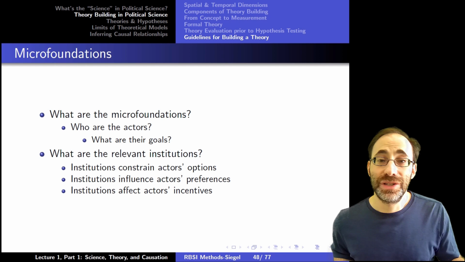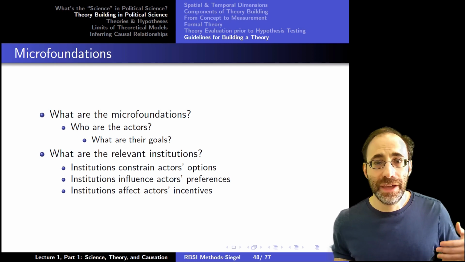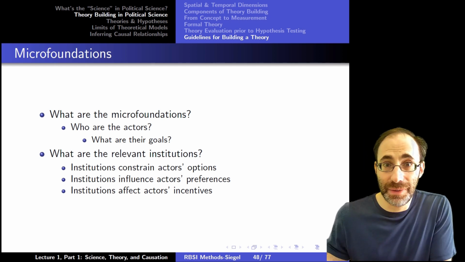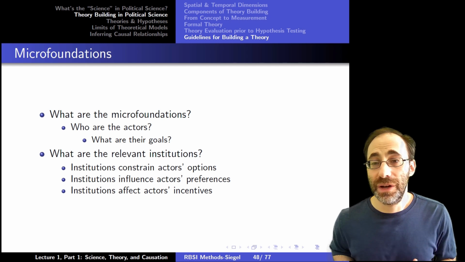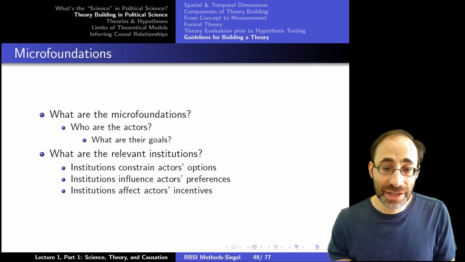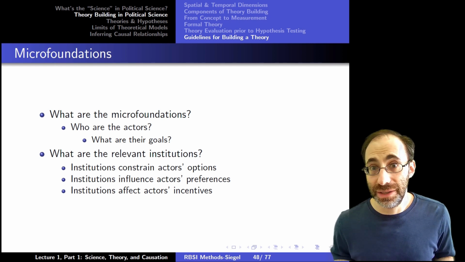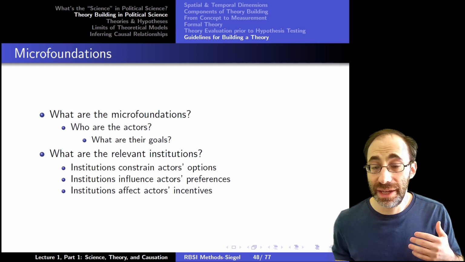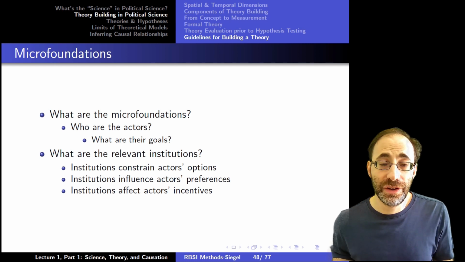Institutions also affect actors' incentives. So they affect the things we want. If we are living in a capitalist society, we want to earn money. We have to earn money to live. So that affects the decisions we make in terms of what kind of careers we get. So all these things alter our incentives. So institutions can alter our incentives, our preferences, and our options that we can take. And laying out actors and goals and institutions and constraints helps us provide what we call micro-foundations to our theory.